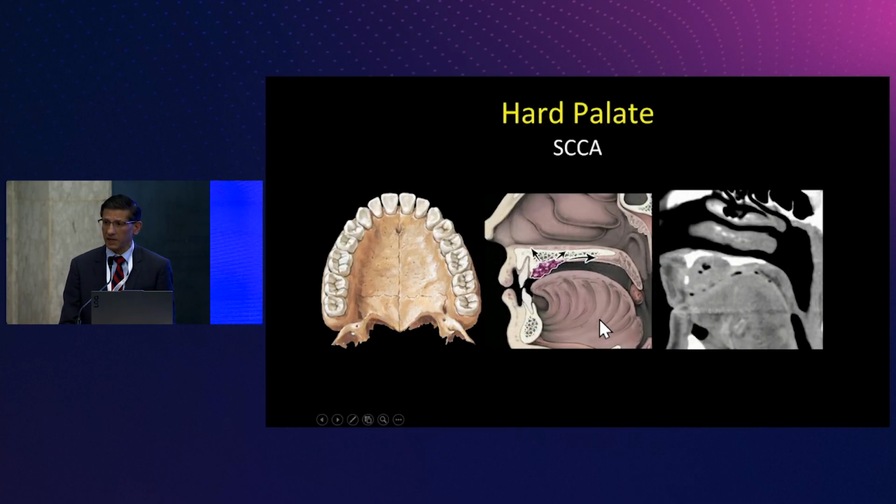And the last thing that we'll talk about that Dr. Weil mentioned was squamous cell carcinomas involving the hard palate. And again, we make such a big difference here because normally when you look at the mucosa of the hard palate, it's just a very, very thin line. So if there's just tumor involving the mucosa, the surgeons can strip it out.